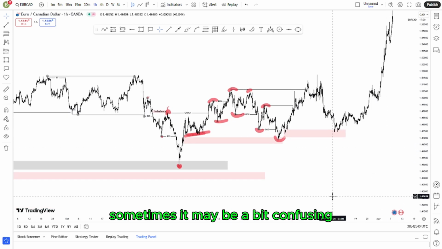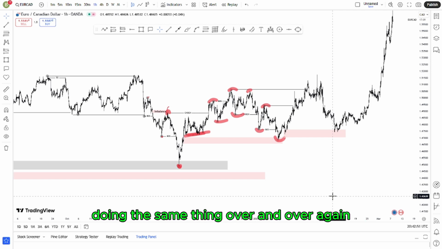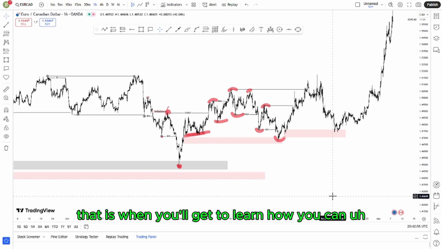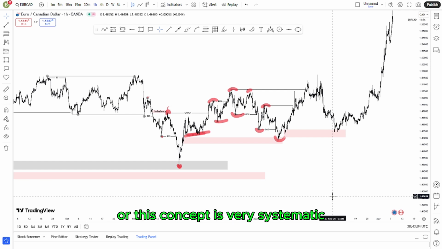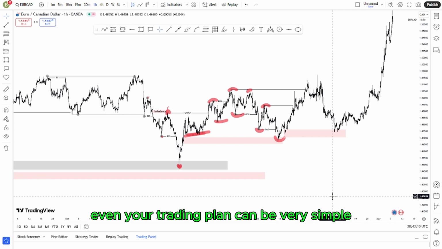Sometimes it may be a bit confusing, but whenever you do it, constantly sticking to one strategy whereby you just stick to your supply and demand or your market structure, doing the same thing over and over again, that is when you'll get to learn more about the strategy. That is when you'll get to learn how you can maximize your profits using the same system, just because this concept is very systematic to a point whereby you have a step-by-step rule. Even your trading plan can be very simple.